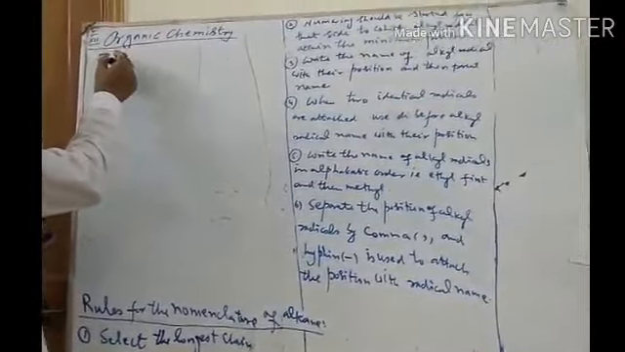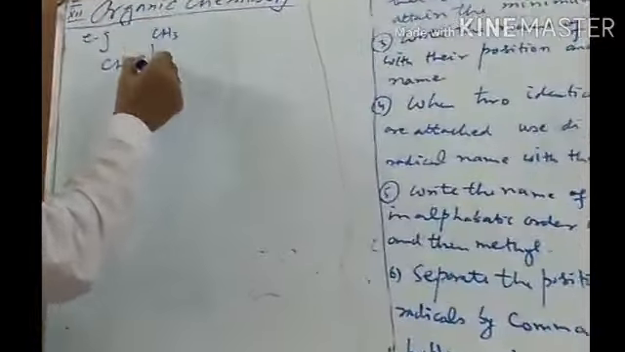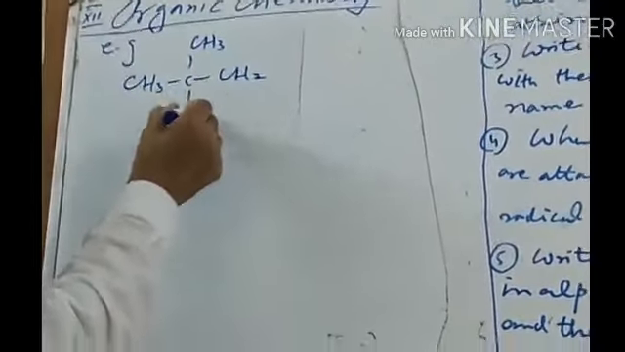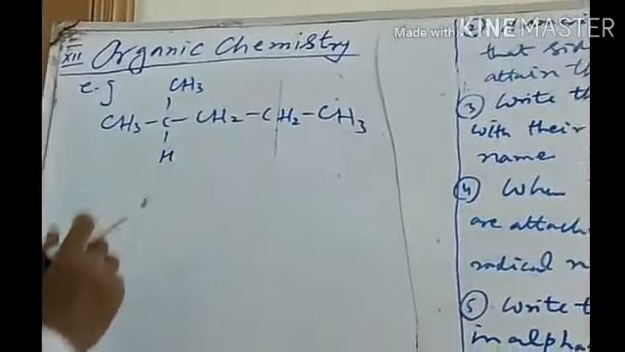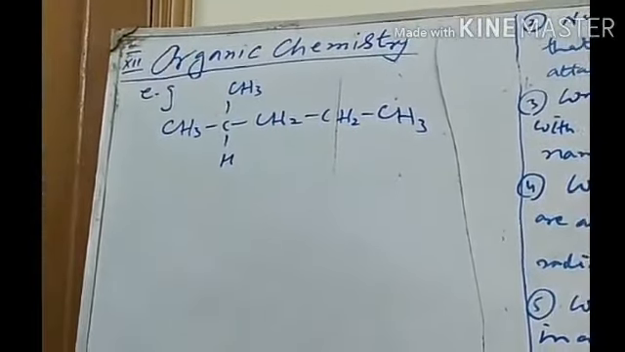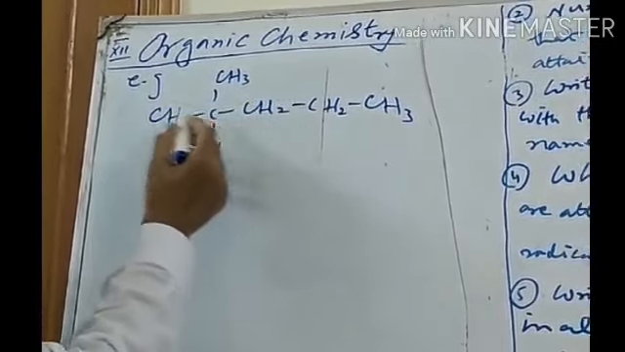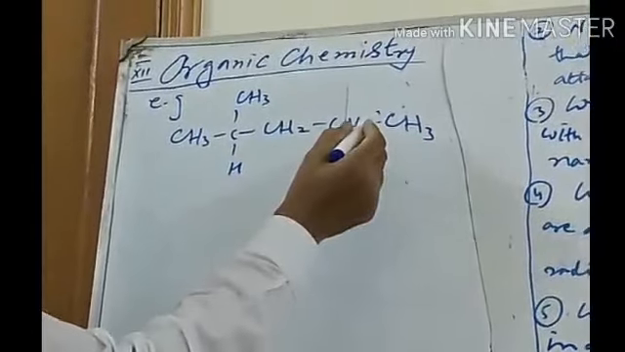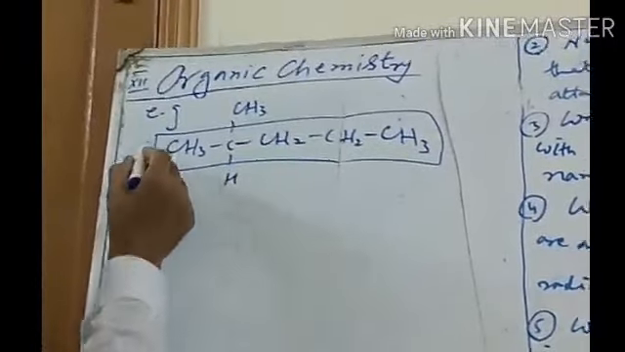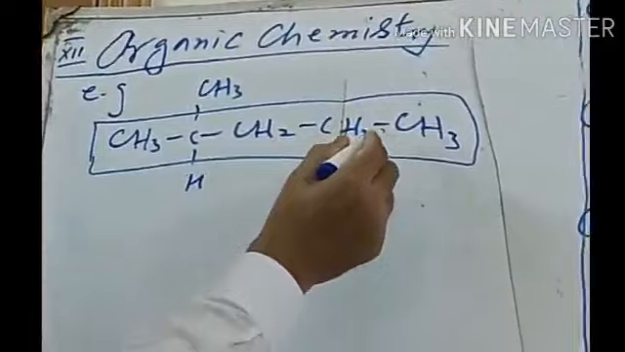For example, we have CH3, this is CH3, this is CH2, and then CH2, and this is CH3. For example, this is the compound. Now in this case, first of all, count the carbons: 1, 2, 3, 4, 5. The longest chain is 5 carbons. So you may select the center one. This highlighted part is known as the parent chain.